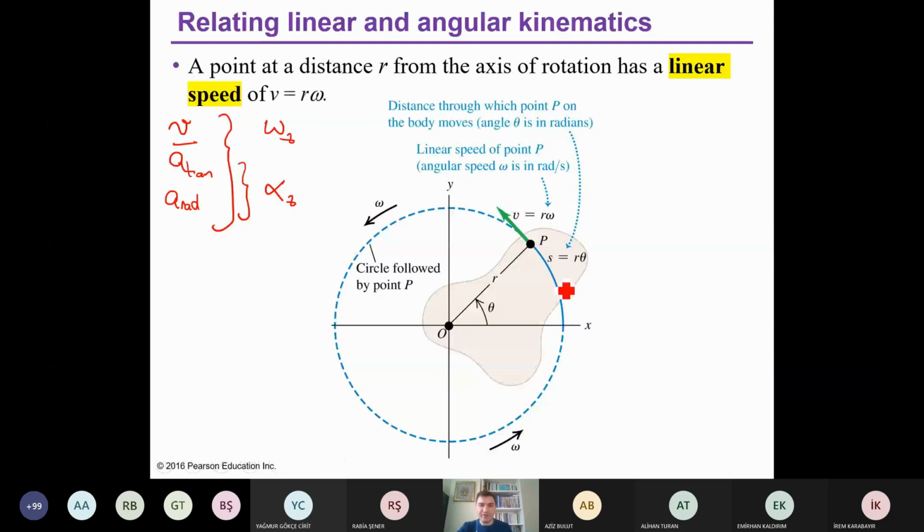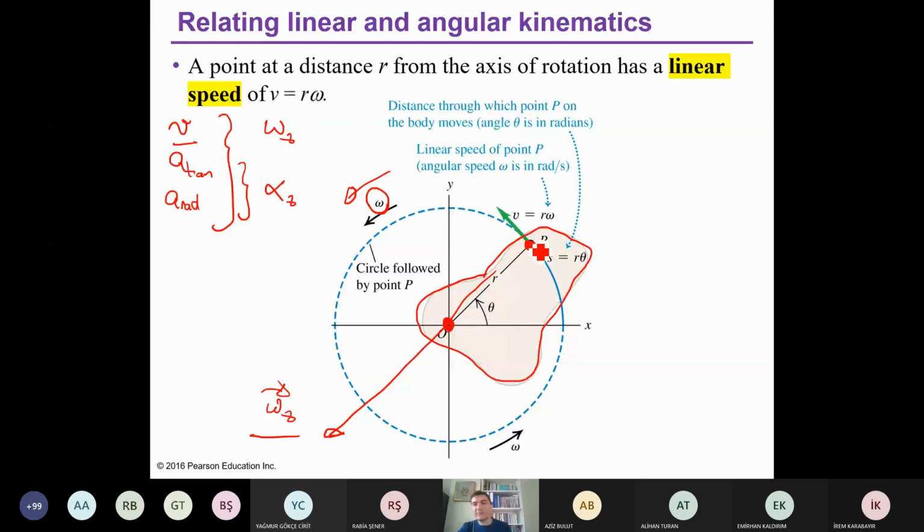Here you see an object with this shape. This is the shape of the object. And I am choosing a P point here, and this object is rotating around this axis. This is the direction of the rotation, not the direction of the angular velocity. The direction of the angular velocity is this one, okay? This is the direction of the angular velocity. This is the direction of the rotation. So this object is rotating around this axis with some certain angular velocity.